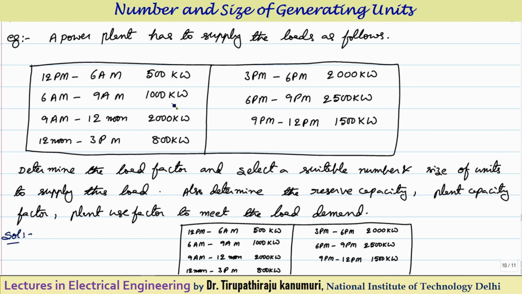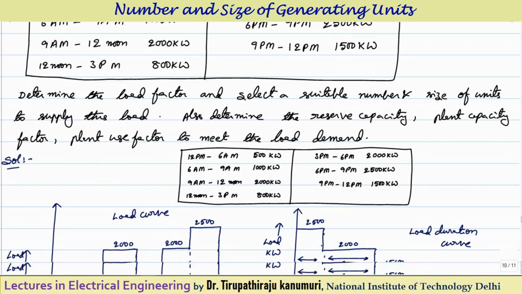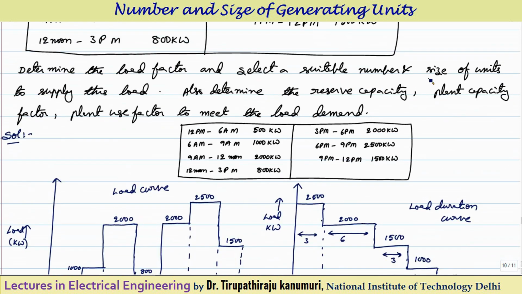6 am to 9 am 1000 kilowatt, 9 am to 12 noon 2000 kilowatt, 12 noon to 3 pm 800 kilowatt, 3 pm to 6 pm 2000 kilowatt, 6 pm to 9 pm 2500 kilowatt, 9 pm to 12 pm 1500 kilowatt. So it is asked, determine the load factor and select a suitable number and size of units to supply the load. We have to select the suitable number and size of the units and also determine the reserve capacity, plant capacity factor and plant use factor to meet the load demand.